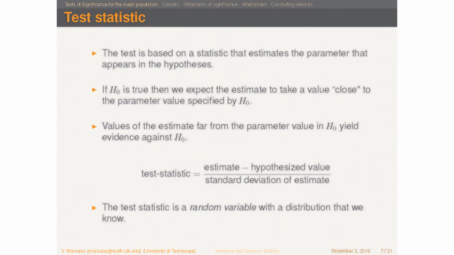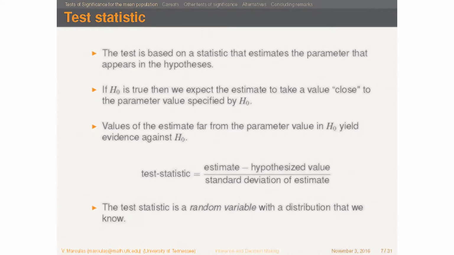Okay. So now that the statement is out of the way, we know what we are testing, we need to compute the test statistic. This test statistic is going to be based on an estimate of the parameter that appears in the hypothesis. Let me speak generally first. If the null hypothesis is true, then we expect the estimate to take a value close to the parameter value specified by the null hypothesis.